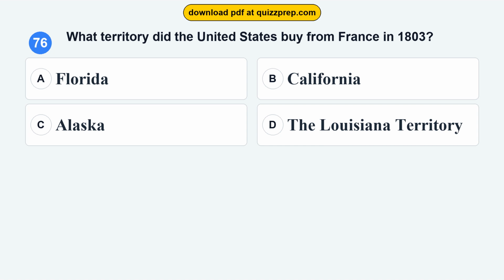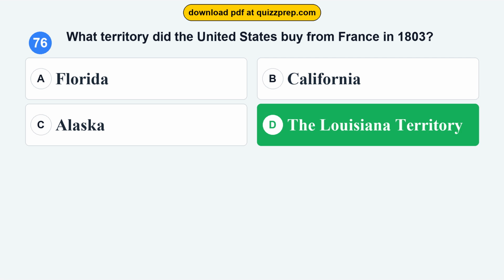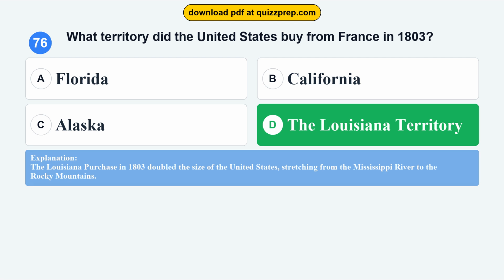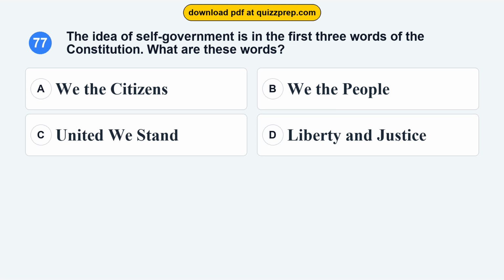Option A, Florida. Option B, California. Option C, Alaska. Option D, the Louisiana Territory. The correct answer is option D, the Louisiana Territory. The Louisiana Purchase in 1803 doubled the size of the United States, stretching from the Mississippi River to the Rocky Mountains.